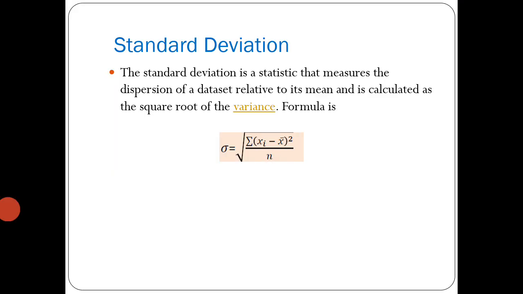Next, standard deviation. The standard deviation is a statistic that measures the dispersion of a data set relative to its mean, and is calculated as the square root of the variance. So variance is given by summation of (xi minus x bar) whole square divided by n. Standard deviation is denoted by sigma, and the formula is: sigma equal to square root of summation of (xi minus x bar) whole square divided by n. So let us make it more clear with an example.